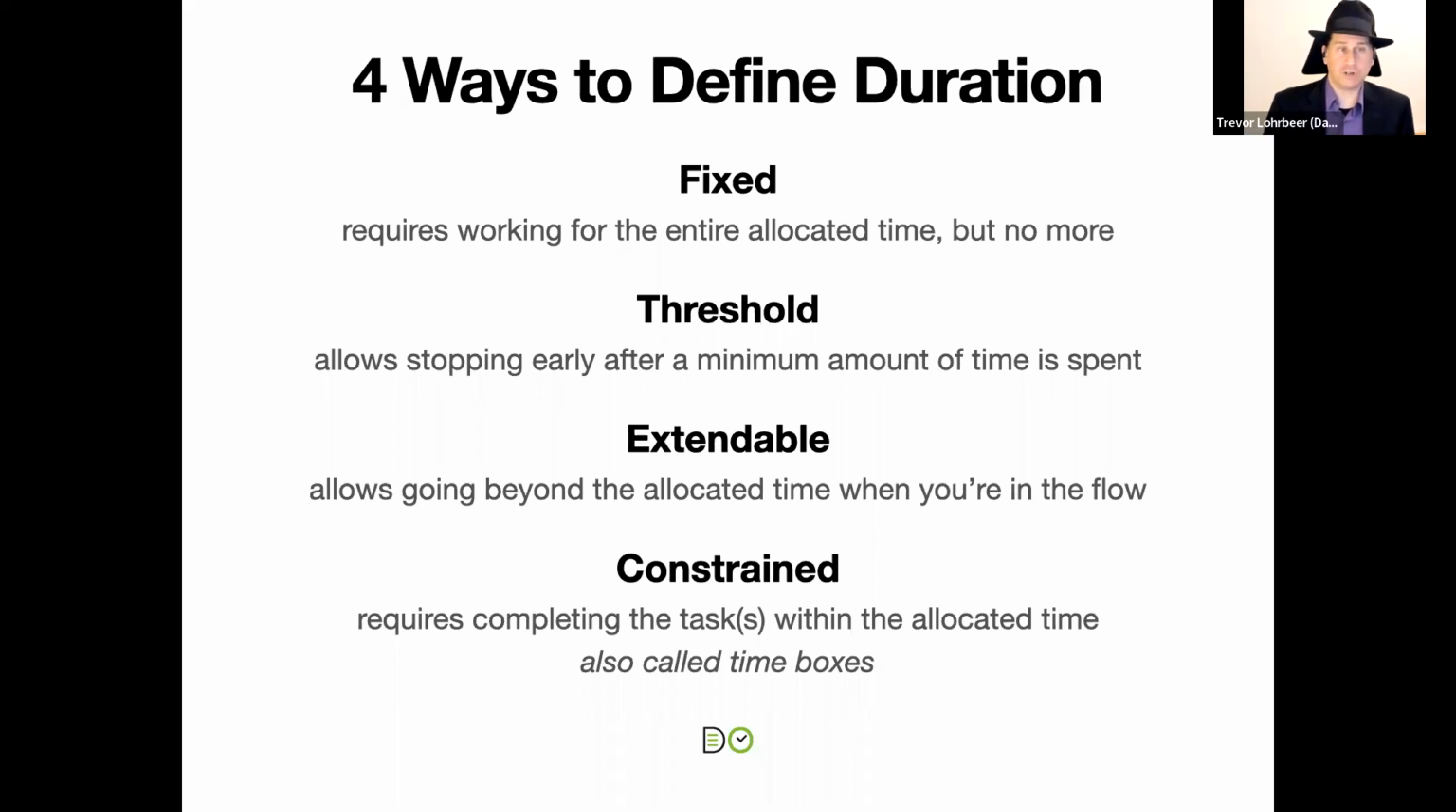The next one is a threshold. This is where I'm allowed to stop early, but I have to work a minimum amount of time. So for instance, I might say, I'm going to schedule an hour time block. I have to work at least 15 minutes.